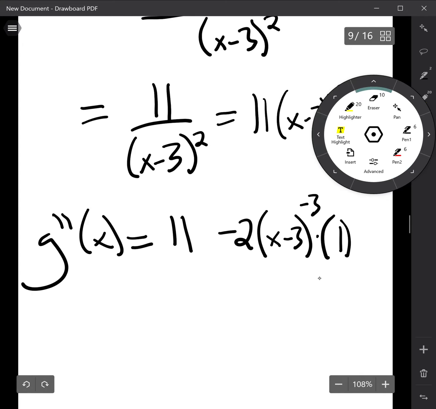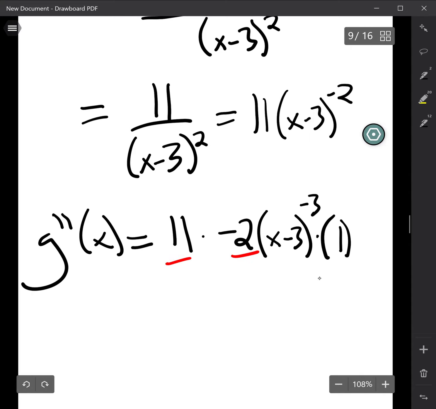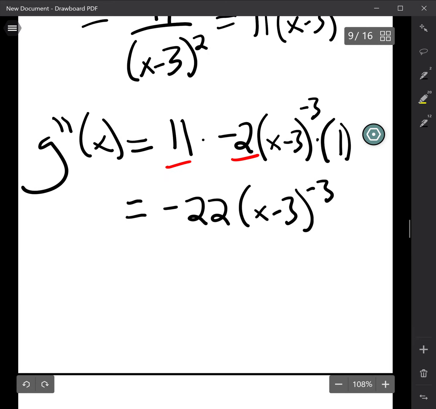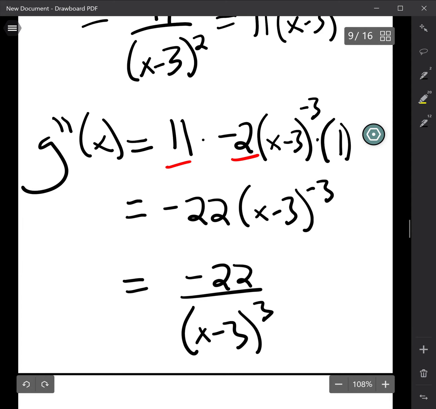Notice these square brackets yet again don't necessarily mean anything because I'm just doing a whole bunch of multiplying. So that ultimately, I'm just going to have 11 times negative 2, or negative 22, times (x minus 3) to the negative 3. Or if I really cared to, I could write this as negative 22 over (x minus 3) cubed. And that would be my answer.